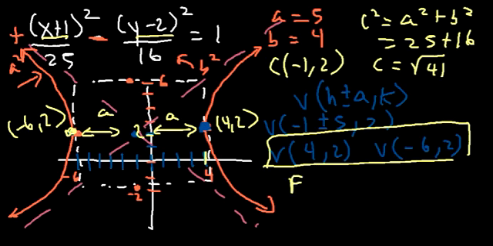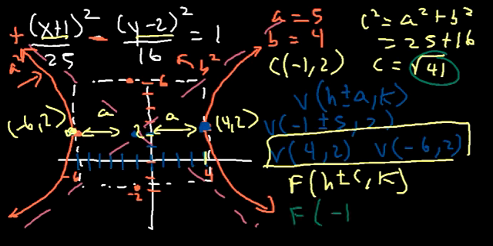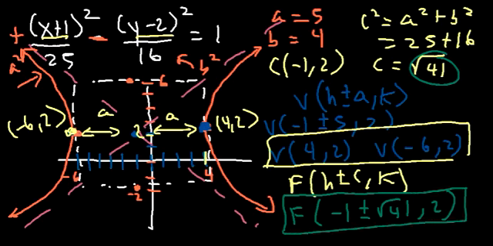Now to find the foci, it's also along the transverse axis, which is horizontal, so it's going to be h plus or minus c, comma k. So we have to find the value of c, which we already know to be root 41. So it's -1 plus or minus root 41, comma 2. Now we can't simplify -1 plus root 41, so we're just going to leave it like this. So we know the foci are somewhere over here, on the outside, past the vertices.